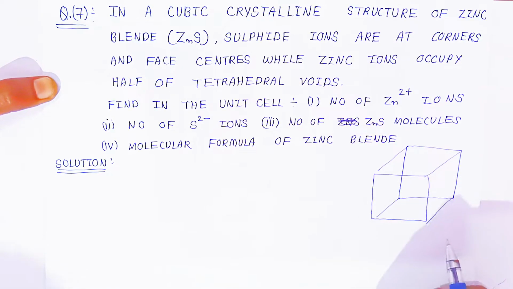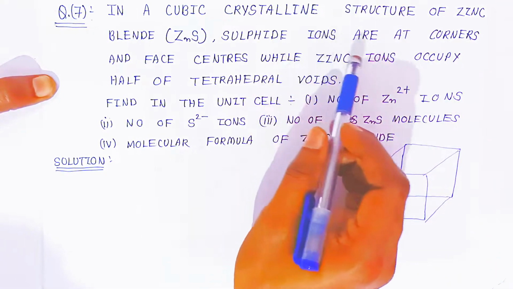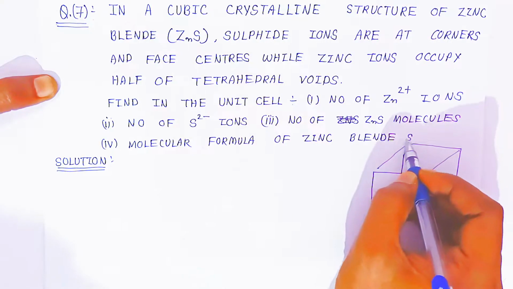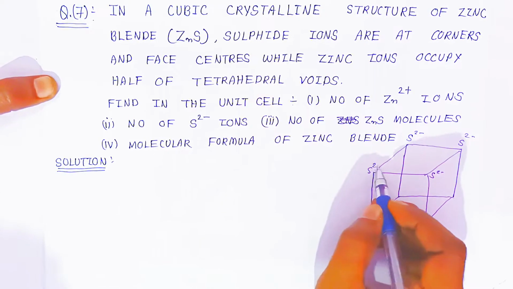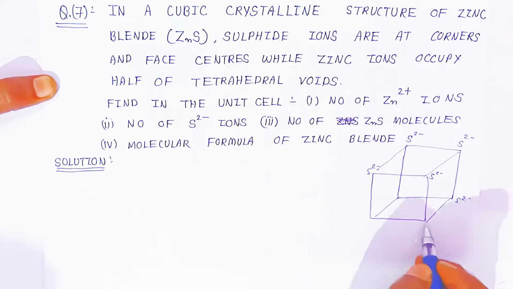So this is the crystal, students. Now read the question, students. Sulphide ions are the corners. Sulphide ions, that is S2 minus, we call as what? Sulphide ions are the corners. So total how many corners are there, students? Total 8 corners are there. At these 8 corners, there is a sulphide ion.